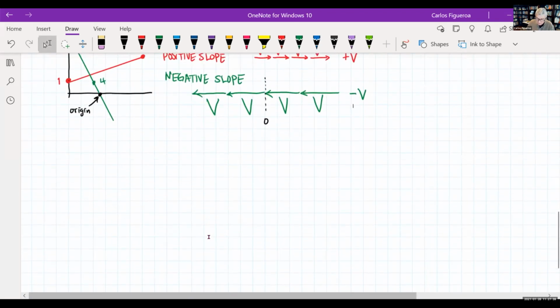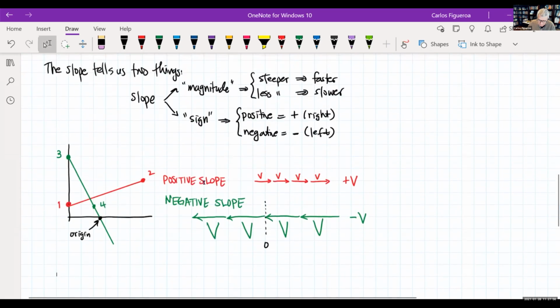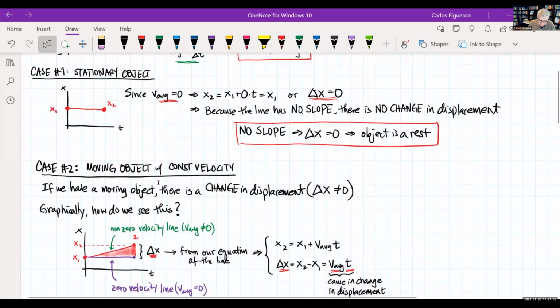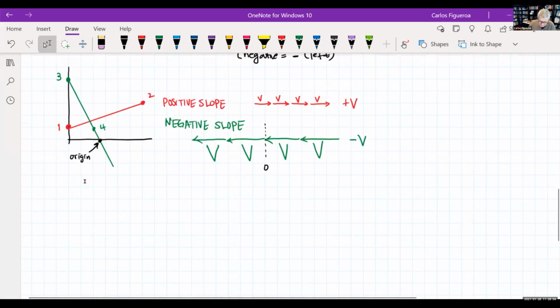Now, I want to look at the next piece, which is the changing of velocity. Let me make sure that I organize my thinking here. I'm not sure what I wrote up here. Did I label these? Yeah, case 1, case 2. So I should call this case 3. So let's write this case 3. Now I want to talk about changing velocity.